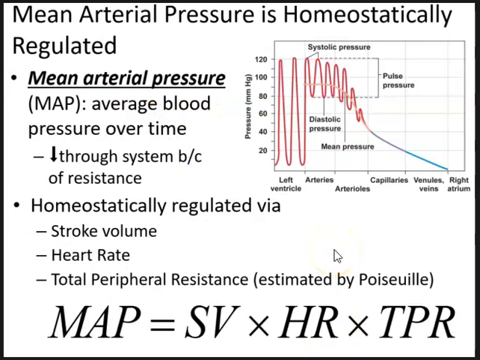Mean arterial pressure, again, is the average blood pressure over time. We see a decrease through the system because of an increase in resistance. We know that mean arterial pressure is also homeostatically regulated via stroke volume, heart rate, as well as total peripheral resistance, which we can estimate using Poiseuille's law. And so, one of the most important equations that we do is this equation right here. Mean arterial pressure equals stroke volume times heart rate times total peripheral resistance.